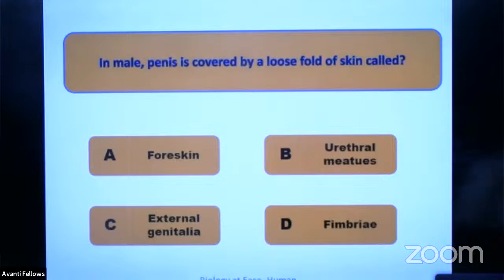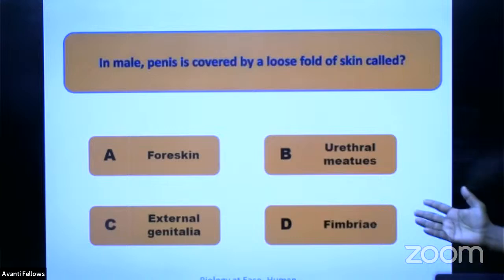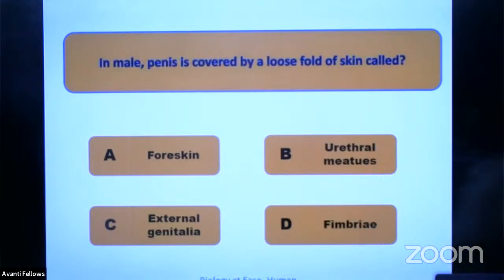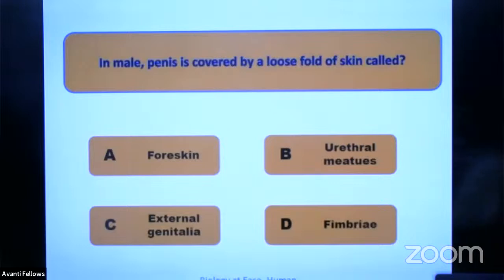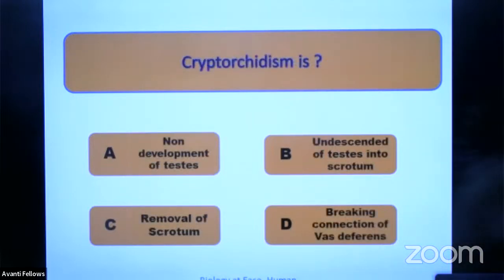In male, the penis is covered by a loose fold of skin. And what is it called? Not the urethral meatus, not the external genitalia. And fimbriae is actually part of the oviduct. The correct answer is what? The foreskin. Option A. And go through the next one, question number 8.